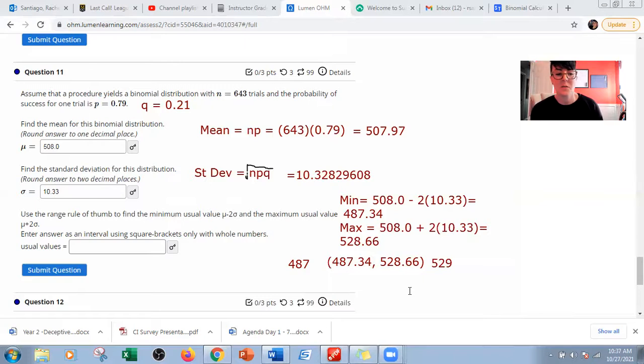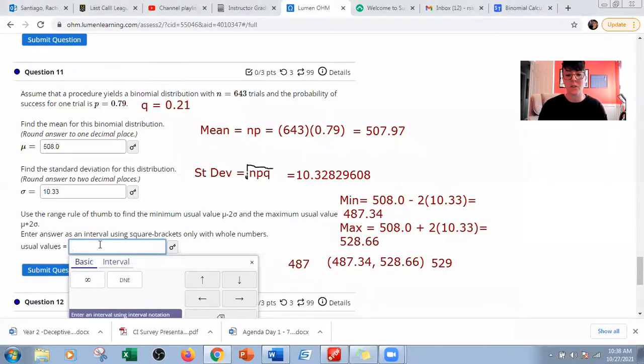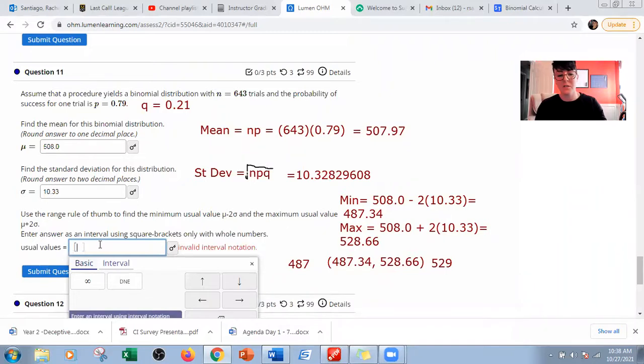So what that means is those are unusual values. What this is asking us for is to enter the answer as an interval using square brackets, which means we can include them, but only with whole numbers. So we want the usual values, which means we want to be inside this range. We see that 487 is smaller than the smallest value in the range. So 488 is going to be the value that we use for our lowest included value. So brackets, we're going to do 488, not 487, because that's to the left of the range, that's outside of it. And then what's the highest value that we are going to include?